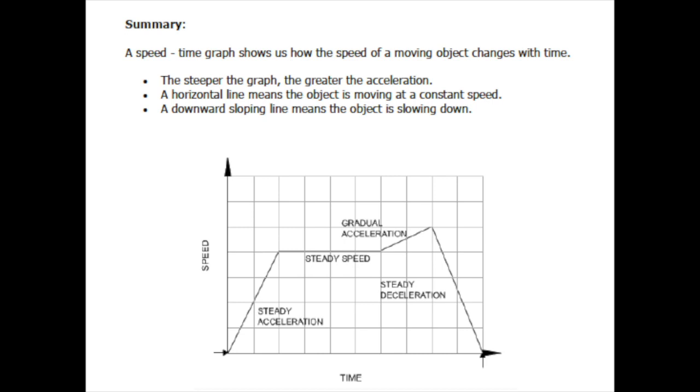And here, to see all of the lines, or some of the lines, on the same graph. So the steeper the graph, the greater the acceleration. Horizontal means the object is moving at a constant speed, and downward sloping means the object is slowing down.